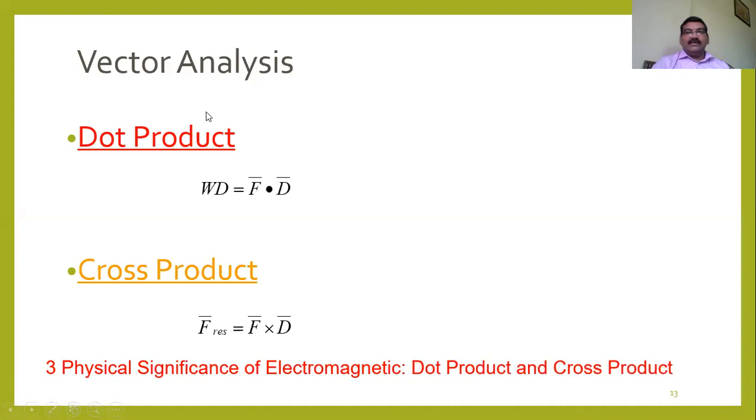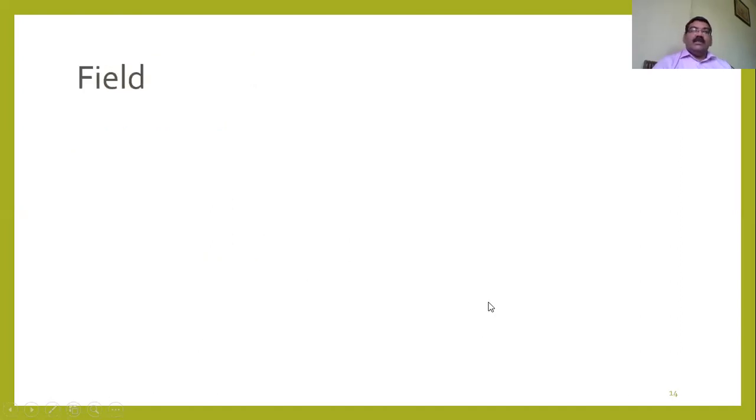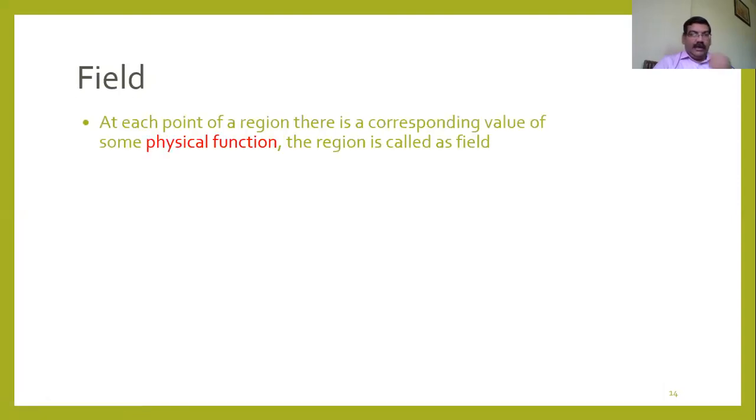Now, what is the basics of this vector analysis? That is the dot product and cross product, which we have discussed in detail in the third video, the physical significance of electromagnetic dot product and cross product. So for the understanding of this lecture, you need to refer to this previous video. Now, before going to the main topic, we have to understand the basic parameter.